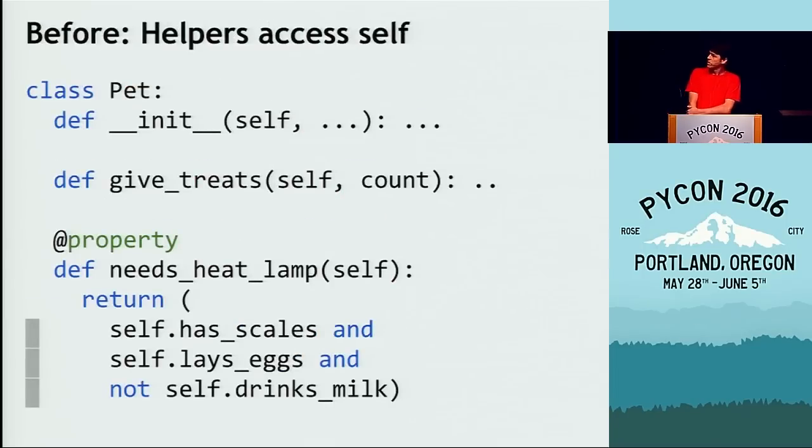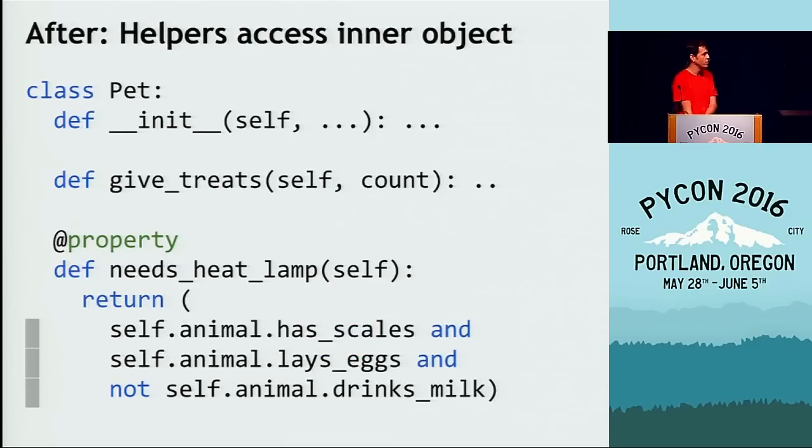And the last bit of this is the helper method. So the needs heat lamp. We want to move this over as well. This is about the pet needing a heat lamp. It's not about the animal needing a heat lamp because it has the sun in the desert. So we're not actually going to move this method. We're just going to forward the attribute access. So we just add animal to the inside of that, and then we consider this refactored.